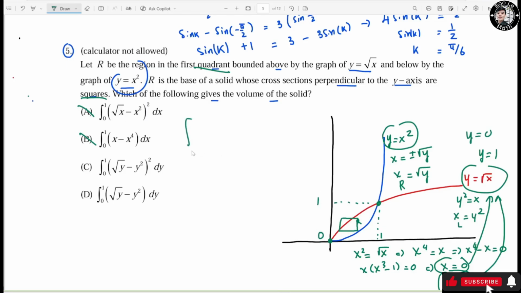We have the integral from 0 to 1 of x right minus x left, right? X right is right here. So we have square root of y minus x left, which is right here, y squared, dy. And this one right here is the side of the square. We need to find the area of this one, so we need to square the side, right? The answer must be C.